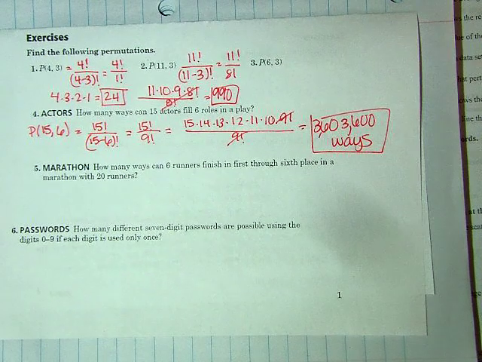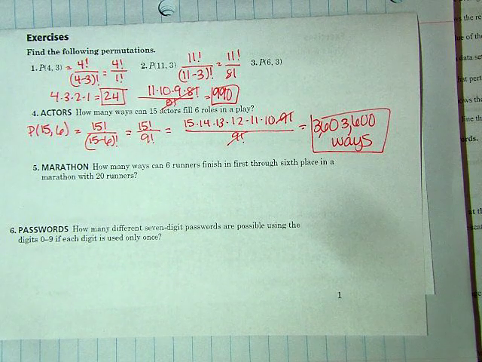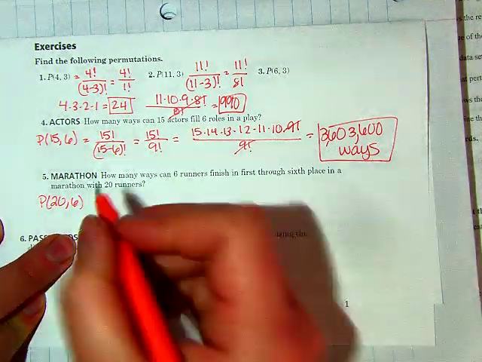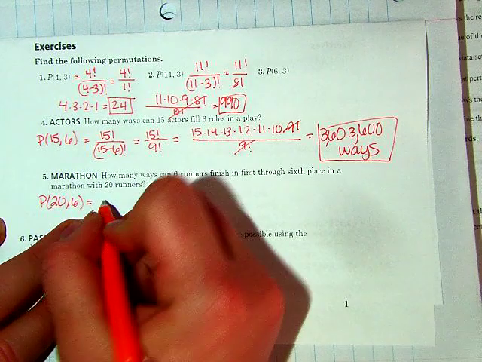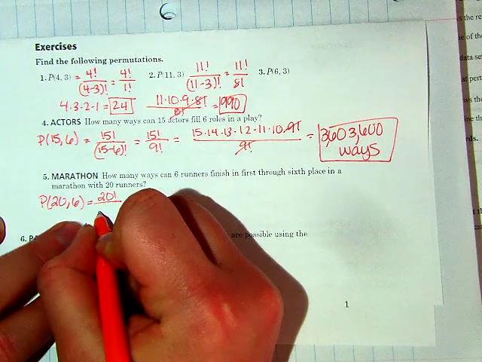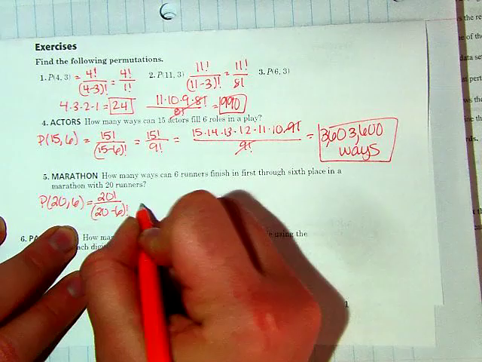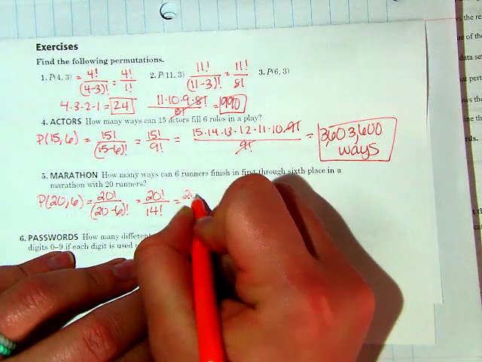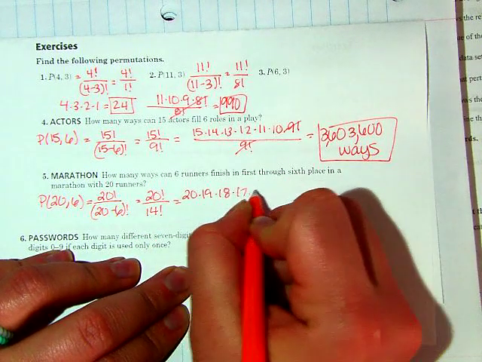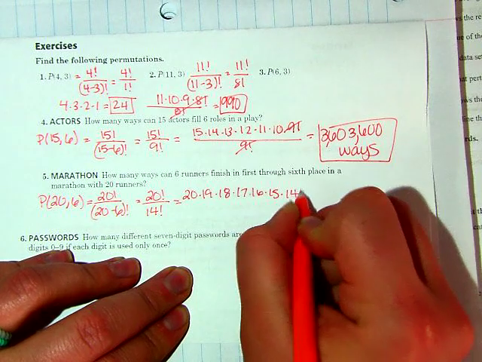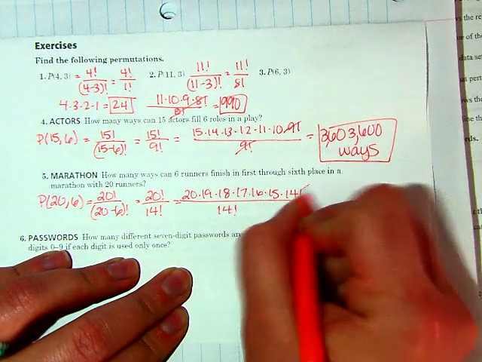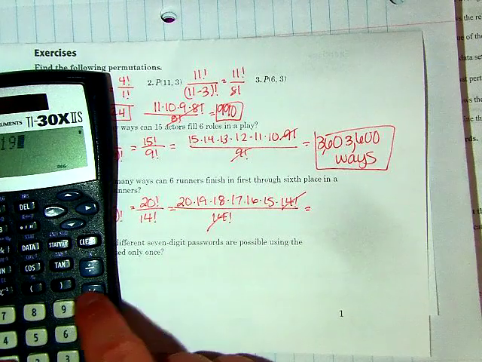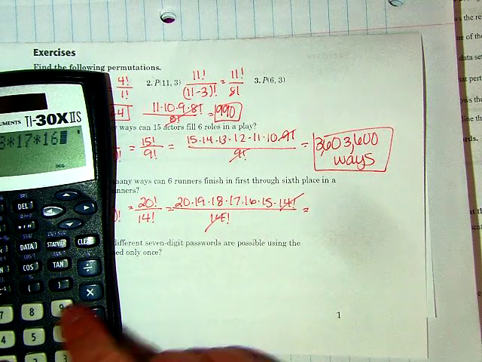One more. How many ways can 6 runners finish in first through 6th place in a marathon with 20 runners? Okay, that's a permutation of 20 choose 6. Oh man, this is going to be a long one. So this is 20 factorial over 20 minus 6 factorial, so that's 20 factorial over 14 factorial. So I need to go all the way down to 15 till I get to 14 factorial so that I have the same in top and bottom. And then multiply those: 20 times 19 times 18 times 17 times 16 times 15.